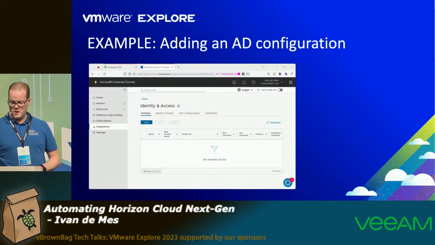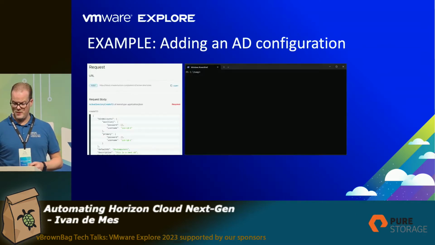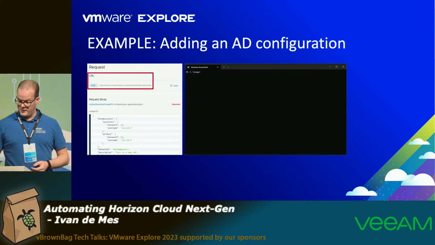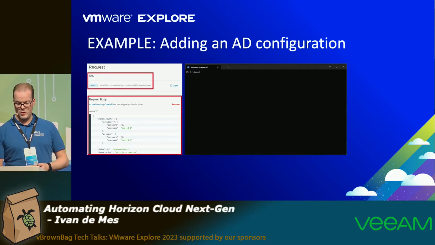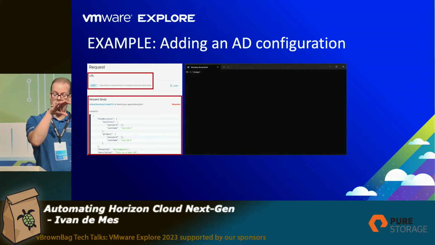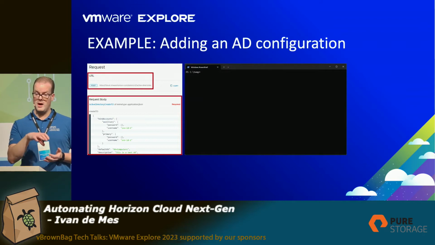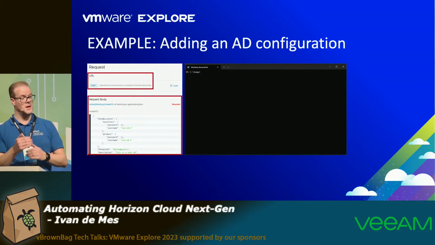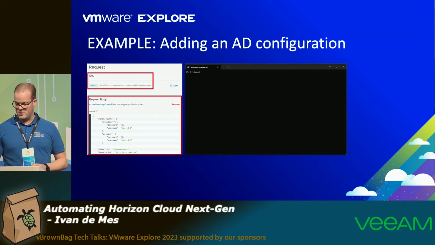As a simple example, I will show you how you can add an Active Directory configuration in an automated way. You saw that we didn't have an Active Directory configuration just yet. What we need is our request URL, and we also need a request body. Something that hasn't been mentioned in the documentation at this point is that you also need to have a header, and that header contains the access token. So we had the API token, with the API token we requested an access token, and now we're going to use that access token in the header as well.